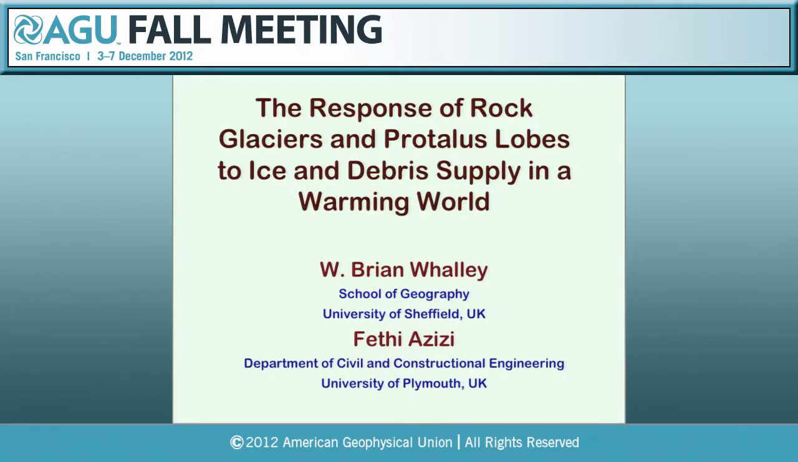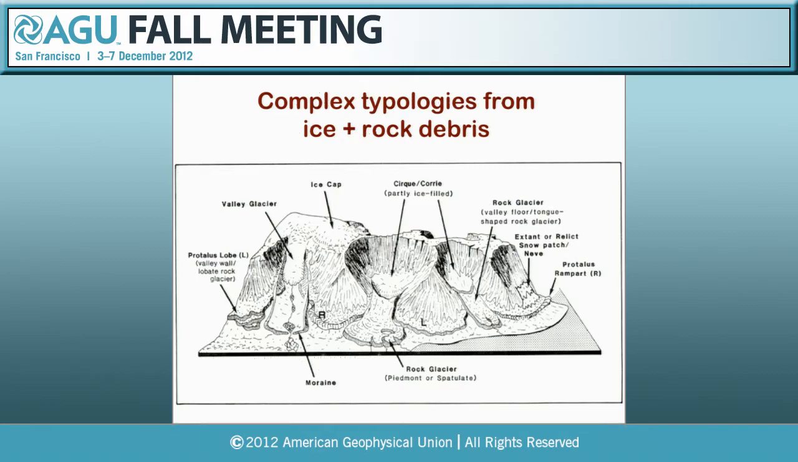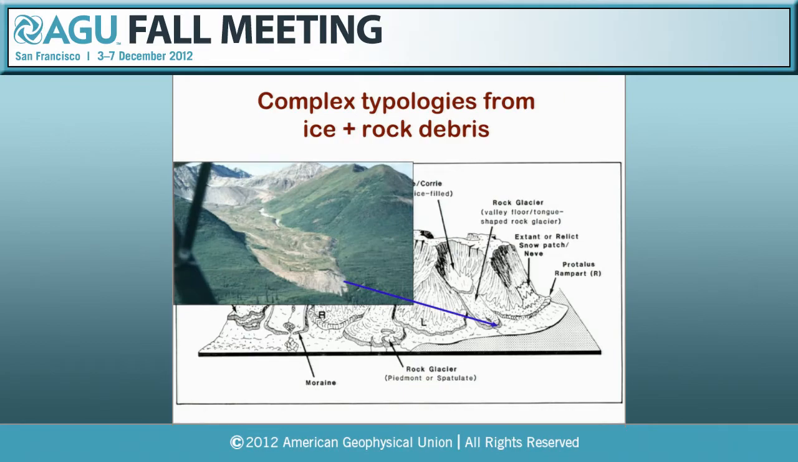All right, thank you, Jasper. I'm going to be talking about very small bits of ice, and in particular, bits of ice that exist not so much as large glaciers, whether they happen to be in cirques or tongues, but in various places covered by debris.